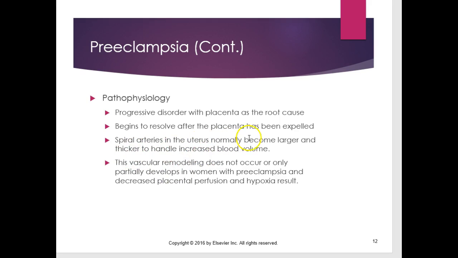Spiral arteries in the uterus normally become larger and thicker to handle the increased blood volume. And so what happens, you guys, they dilate out, they're big, they're trying to perfuse that gap with as much oxygen as possible. And so we know that these spiral arteries can get compression. This can be a major problem for the baby because if these arteries are compressed, the baby does not get as much oxygen. This vascular remodeling does not occur or only partially develops in women with preeclampsia, and decreased placental perfusion and hypoxia result. So that's the problem, you guys. We get that vasoconstriction there.